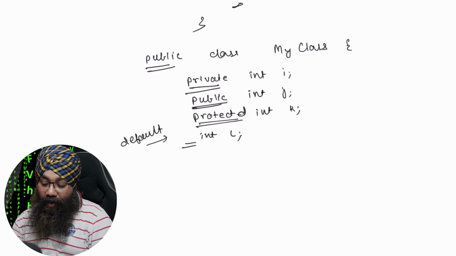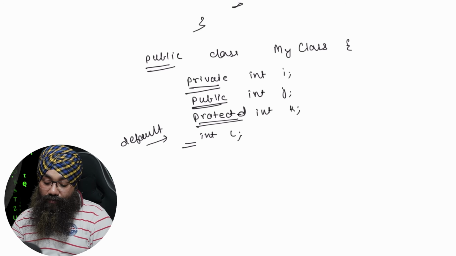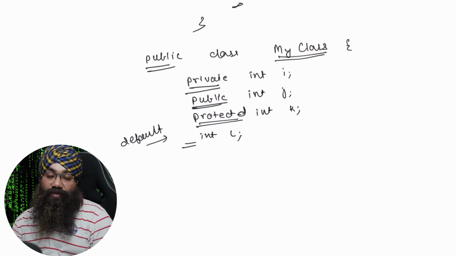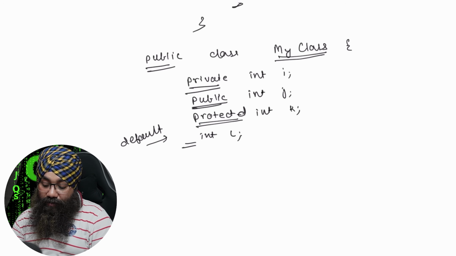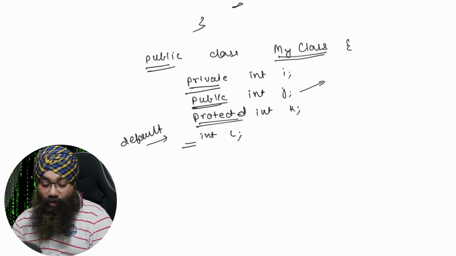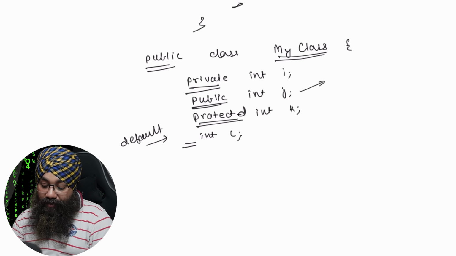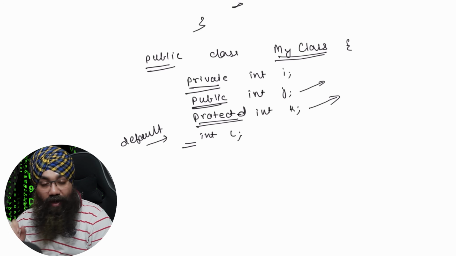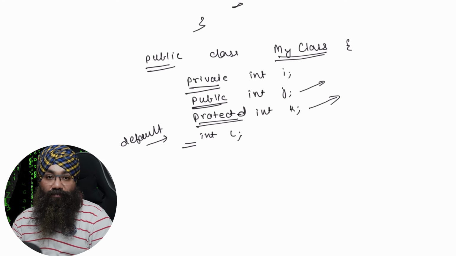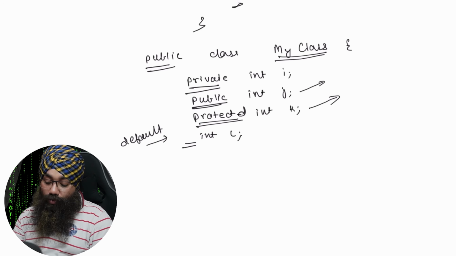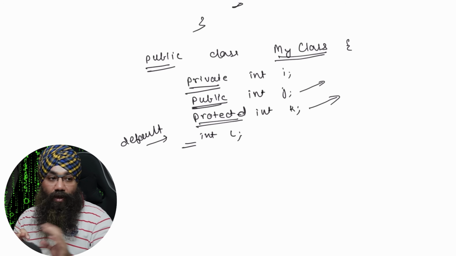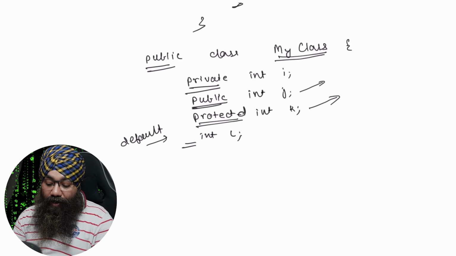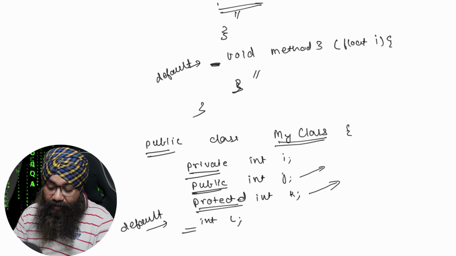So this variable l can be visible to other classes of the same package where my class is living. This variable i will not be visible to any other class. This variable j will be visible to all classes of all packages. And this variable k will be visible to classes within the same package as my class and child classes of my class, whether they are in any other packages. We'll understand what child classes are. But this is how you declare variables in a class. We can declare these variables inside these methods as well.